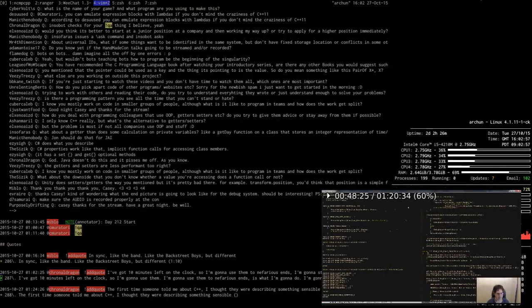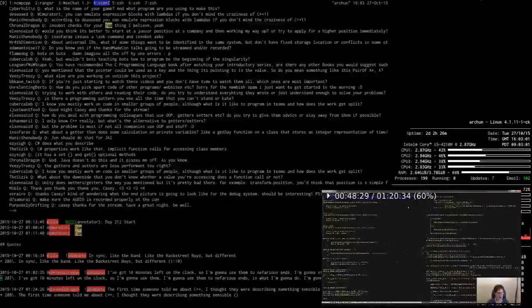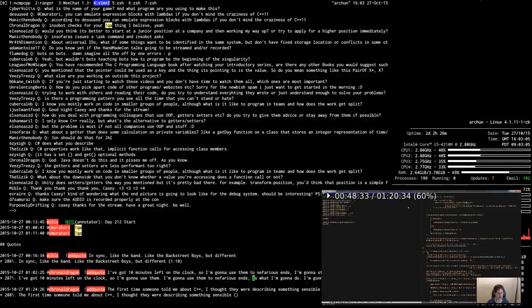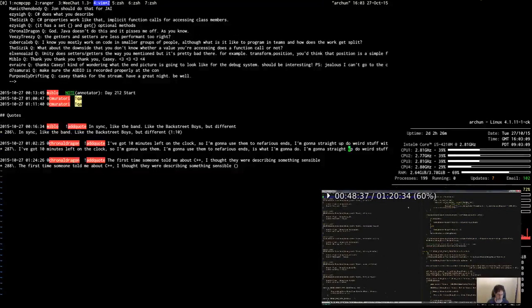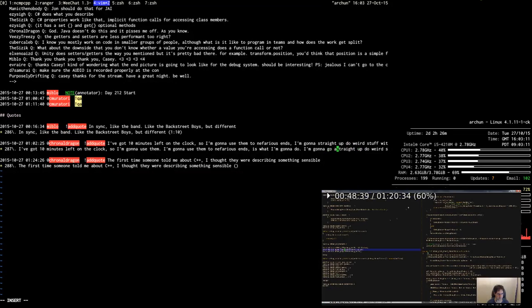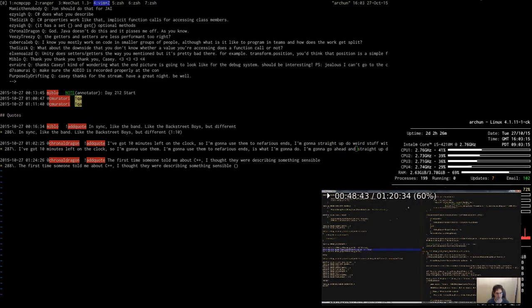Why not? I've got 10 minutes left on the clock, so I'm going to use them. I'm going to use them to nefarious ends, is what I'm going to do. I am just going to go ahead and straight up do weird stuff with that. So yeah, so debug highlighted, V4 color, and what I'll do is I'll just go ahead and write to that.